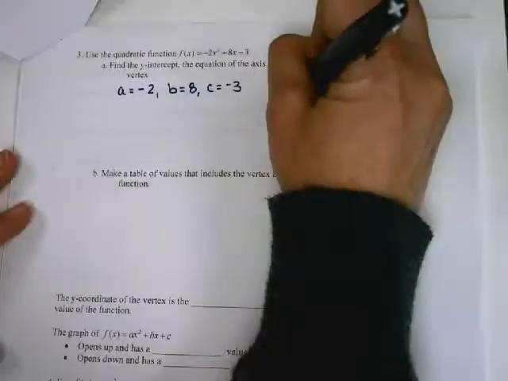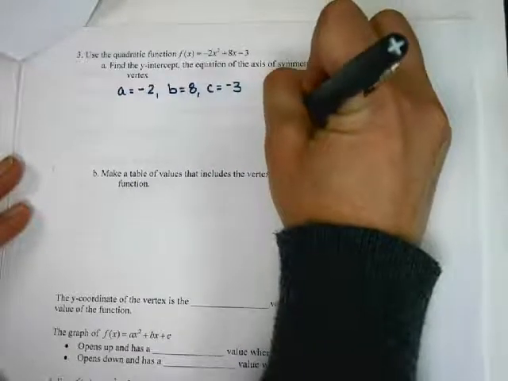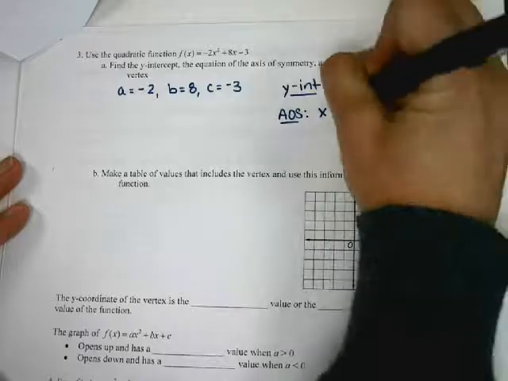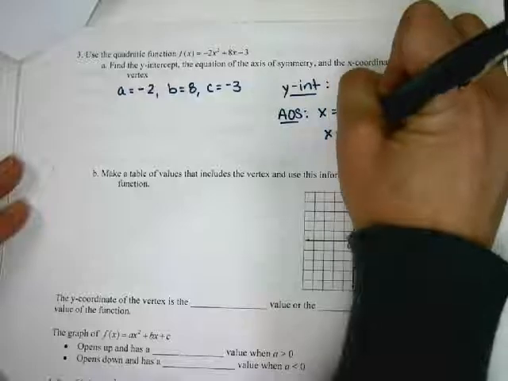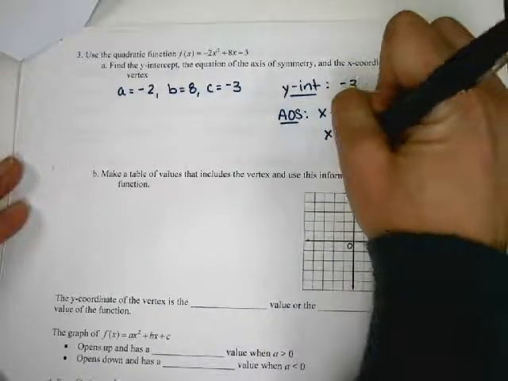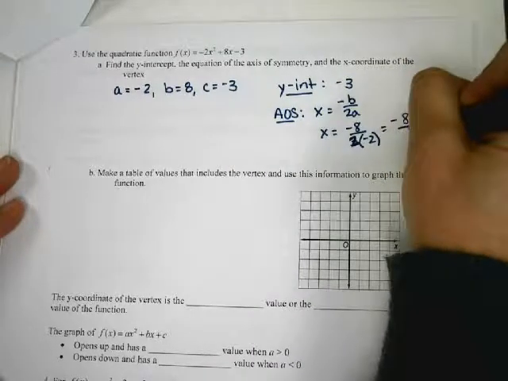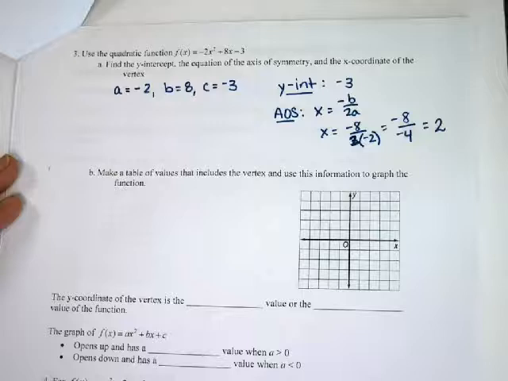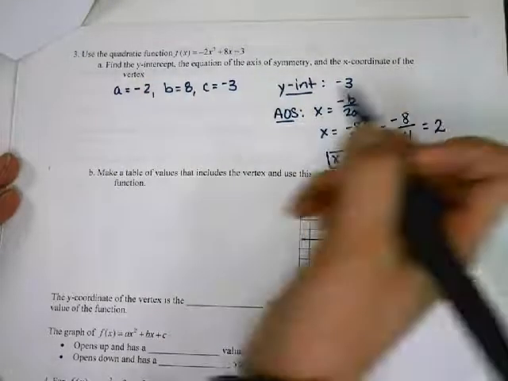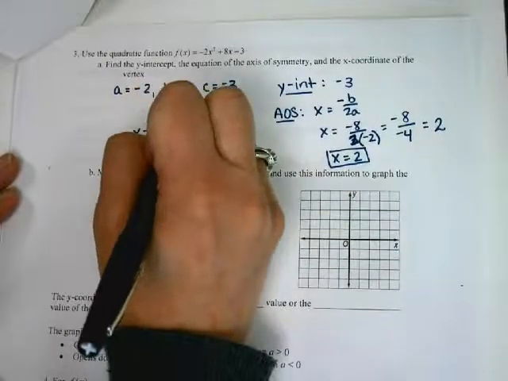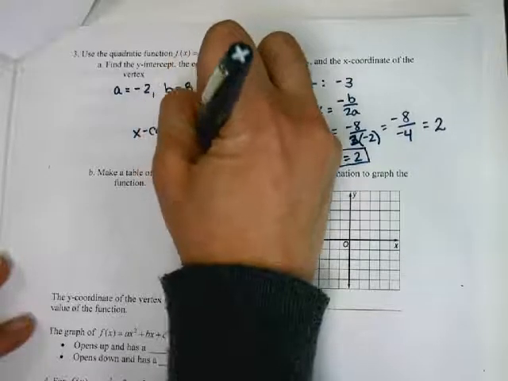So my y-intercept is my constant, negative 3. Axis of symmetry, x equals negative b over 2a. So x equals negative 8 over 2 times negative 2. So negative 8 over negative 4 gives me a positive 2. So x equals 2. The x-coordinate of my vertex is also 2.